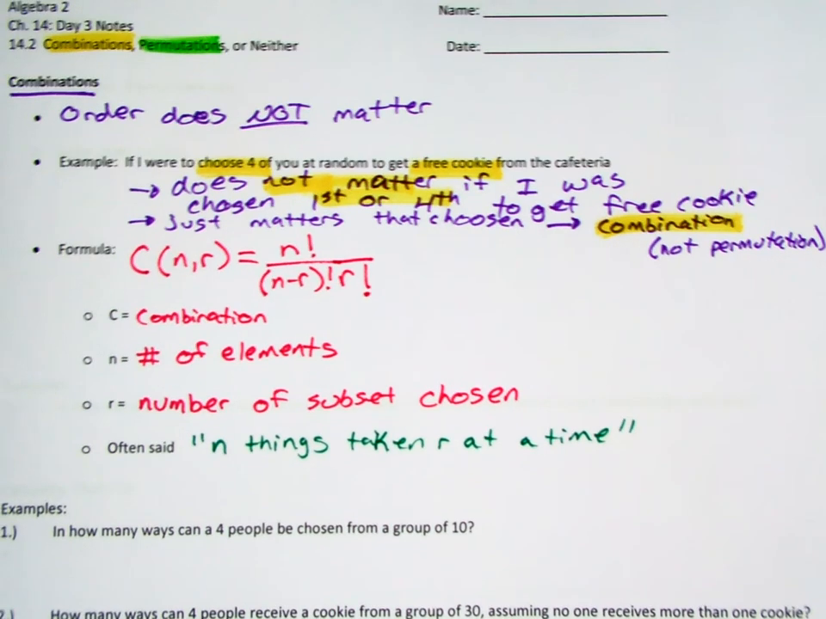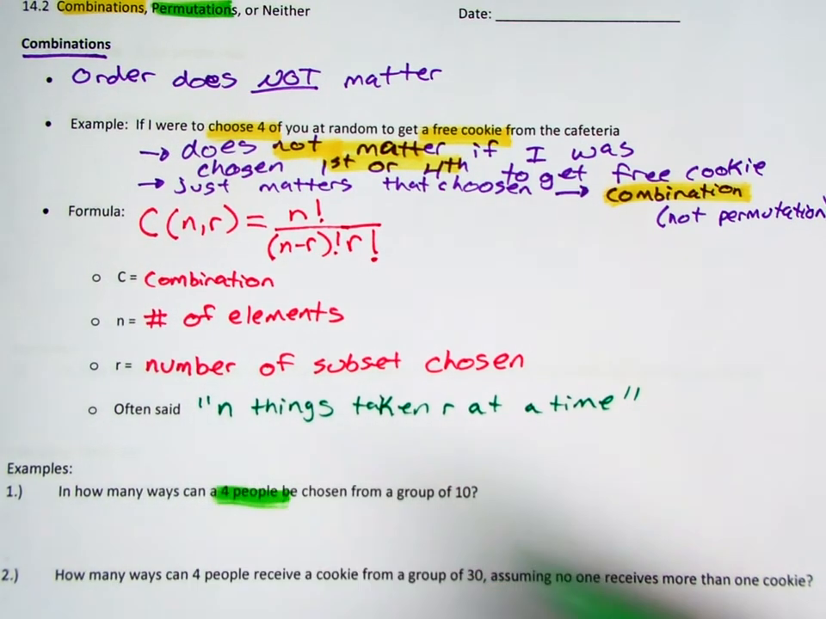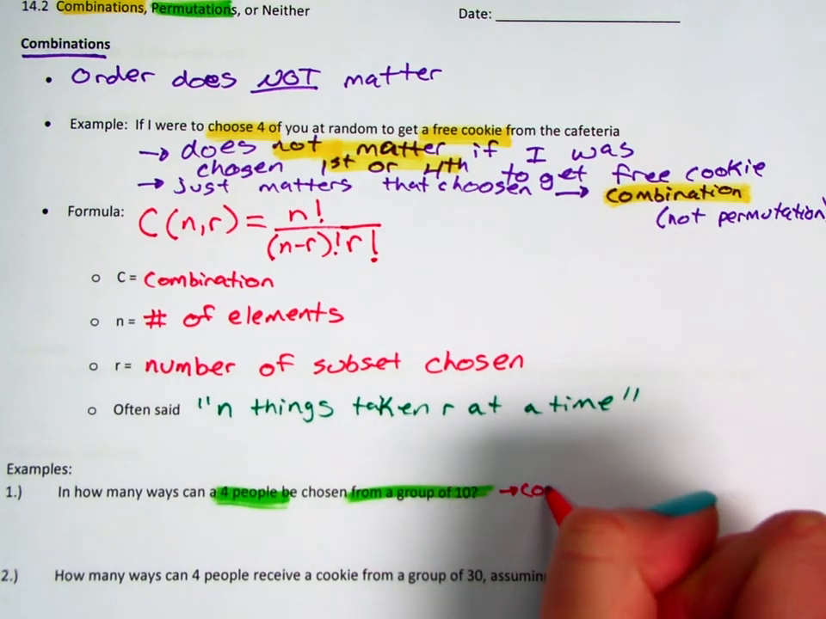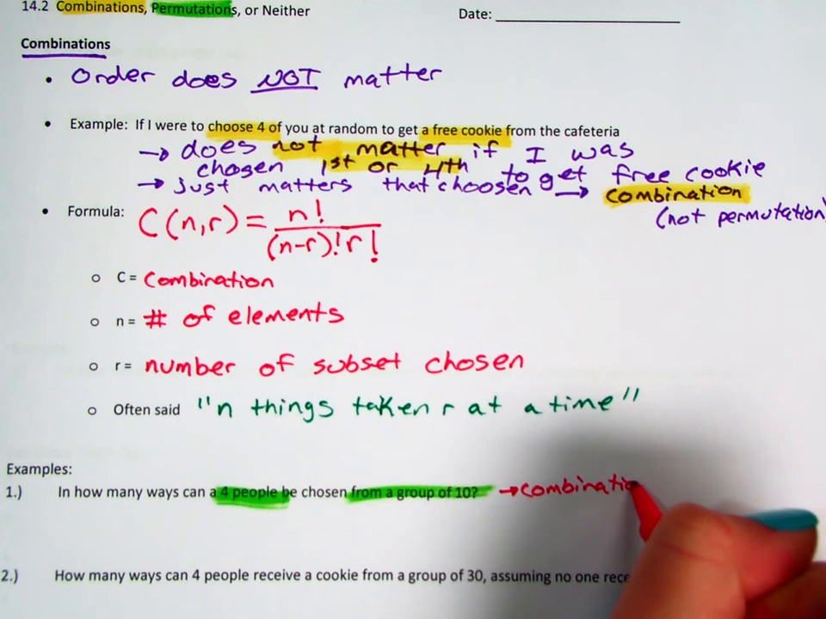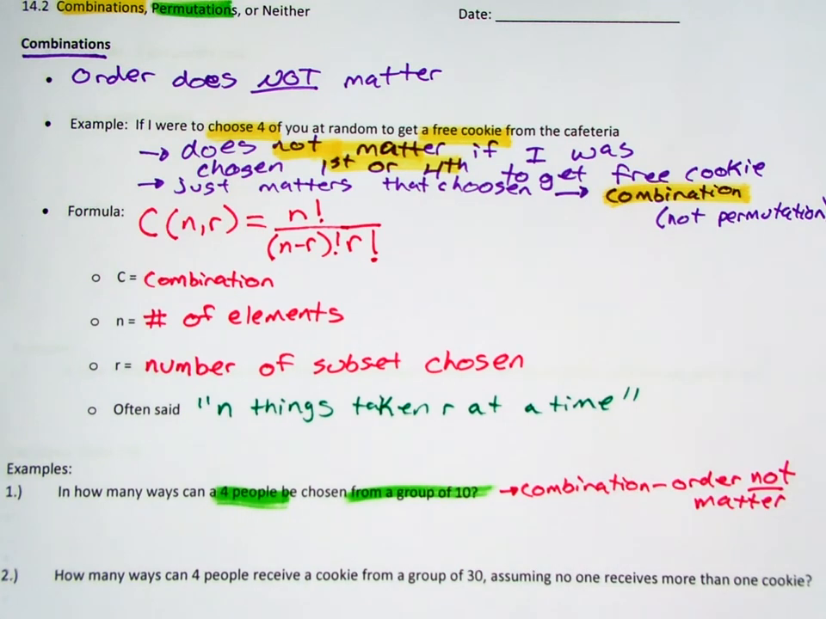Okay, so let's actually do some examples of this. Example 1: in how many ways can 4 people be chosen from a group of 10? Again, if I'm just choosing randomly 4 people, it doesn't matter which person is chosen first or which person is chosen fourth. It just matters that you're chosen. So this is a combination because order doesn't matter. Every time you do one of these probability problems from now on, you need to decide, does order matter or not? If order does not matter, then we're going to do a combination.